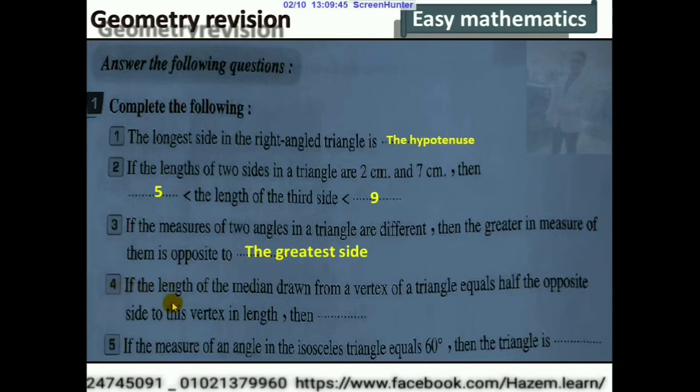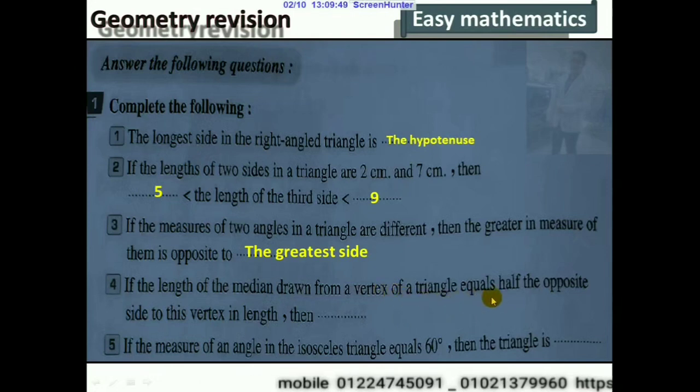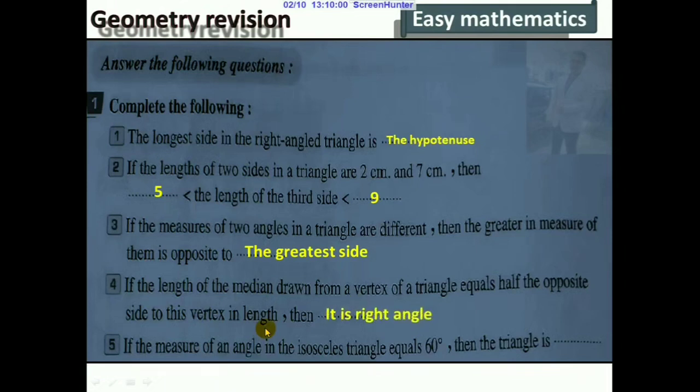Number 4, if the length of the median drawn from a vertex of a triangle equals half the length of the side opposite to this vertex, then this angle must be a right angle. Number 5, if the measure of an angle in an isosceles triangle equals 60 degrees, it will be changed to an equilateral triangle.